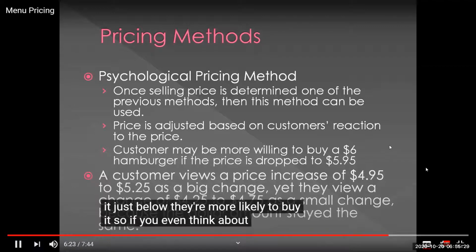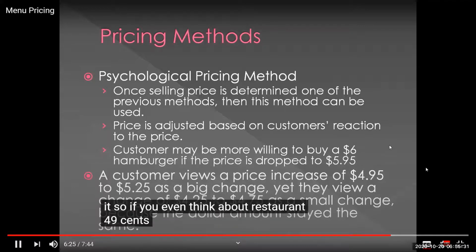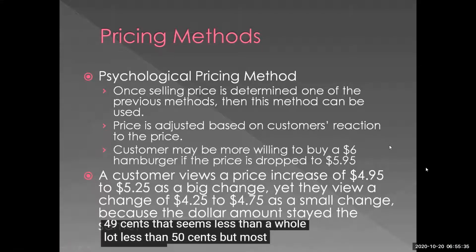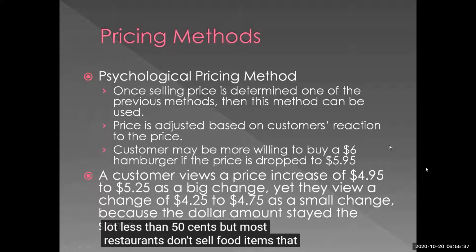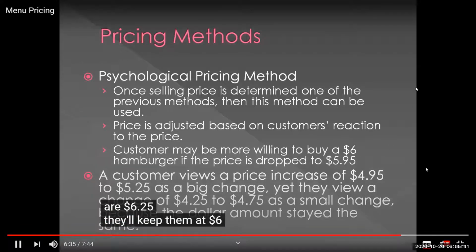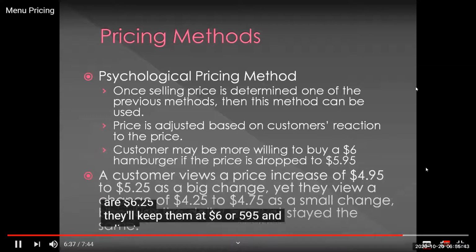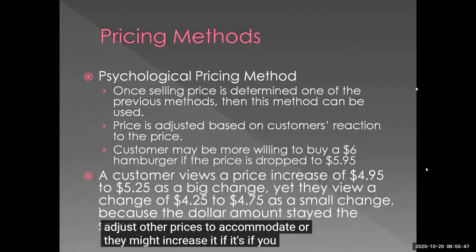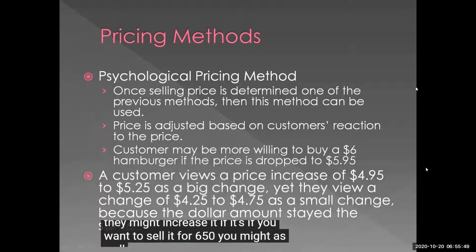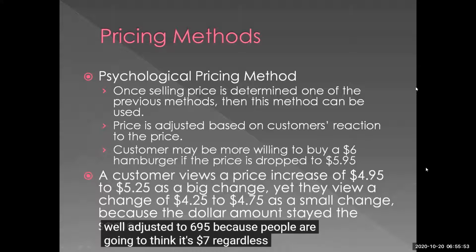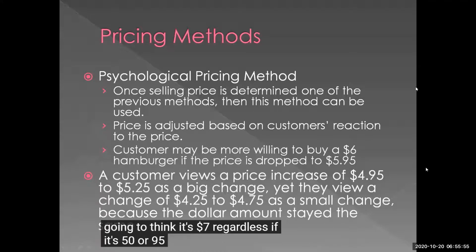So if you even think about restaurants, 49 cents seems a whole lot less than 50 cents. But most restaurants don't sell food items that are $6.25. They'll keep them at $6 or $5.95 and adjust other prices to accommodate. Or they might increase it. If you want to sell it for $6.50, you might as well adjust it to $6.95 because people are going to think it's $7 regardless if it's 50 or 95.